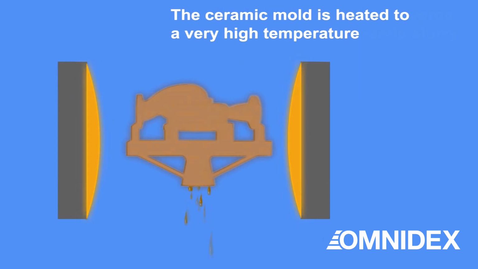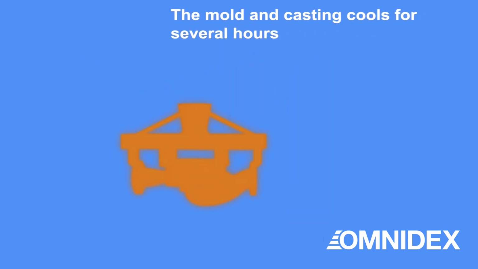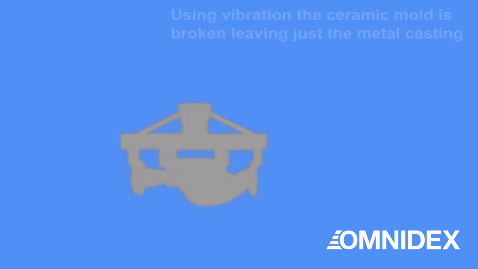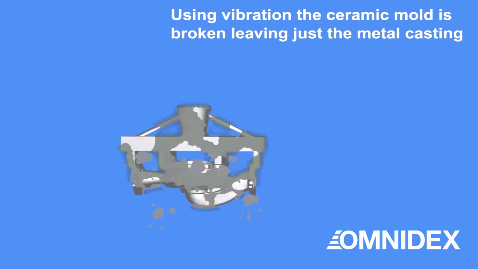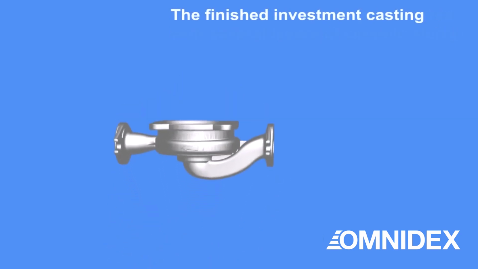Before the metal casting processes begin, the ceramic mold needs to be heated to a very high temperature. Molten metal is then poured into the heated ceramic mold and left to cool for several hours. After the metal is thoroughly cooled, the ceramic mold is broken by vibration. The feed is then removed to produce the finished investment casting part.